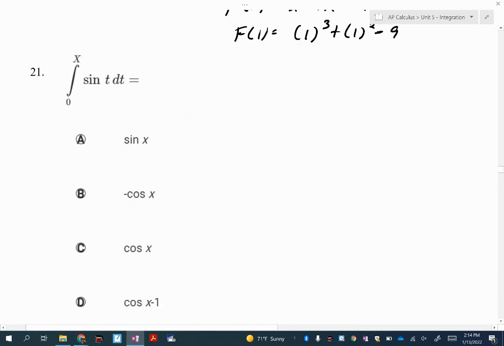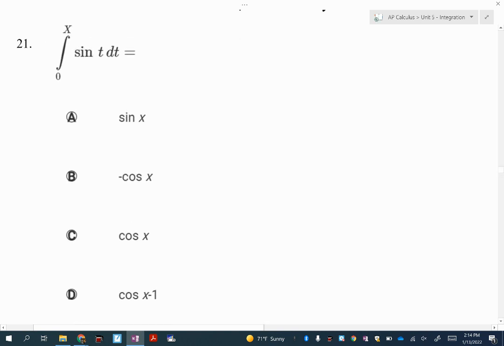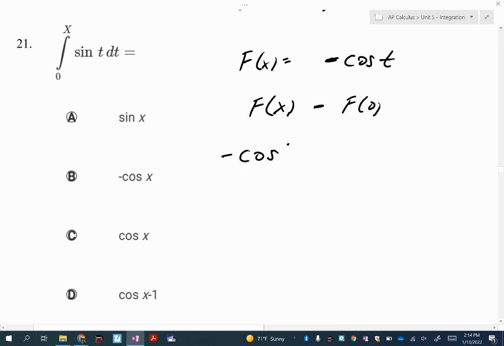All right, let's go to 21. All right, so this is the integral from 0 to x of sine t dt. So what I'm going to do is I'm going to find the integral of sine. All right, and I know that the derivative of cosine would be sine, but that's a negative sign. So I actually have to put a negative in front here. And then I'm going to evaluate this at x and at 0. So I have the opposite of the cosine of x minus the opposite of the cosine of 0. So this just becomes negative cosine x.